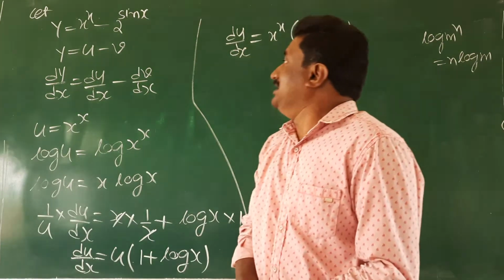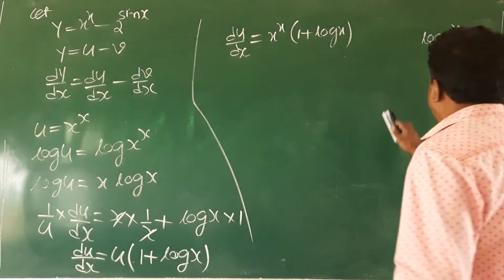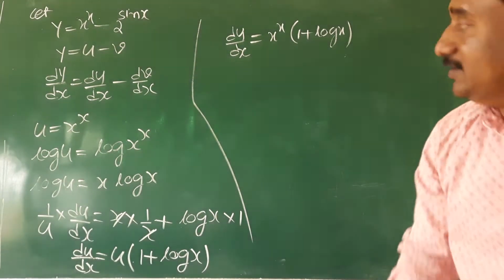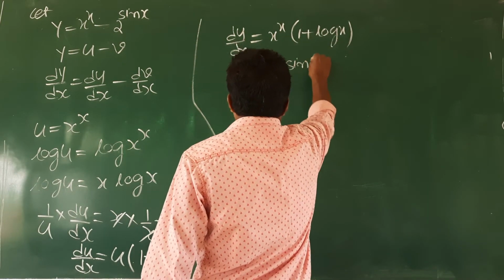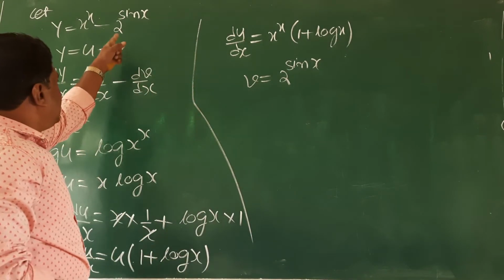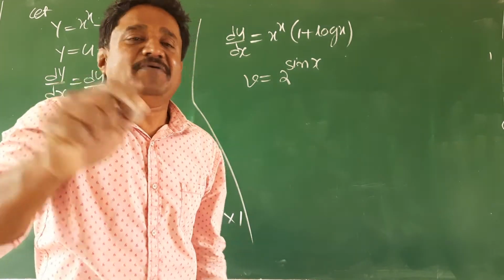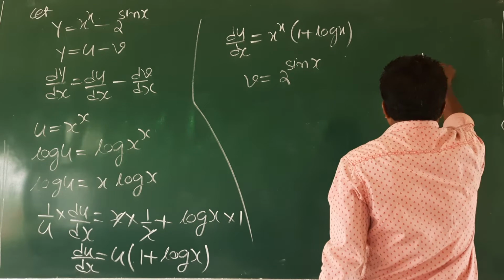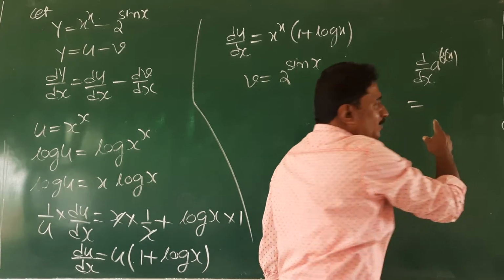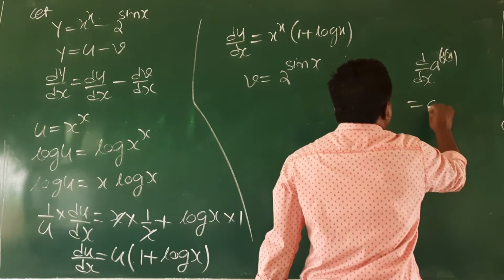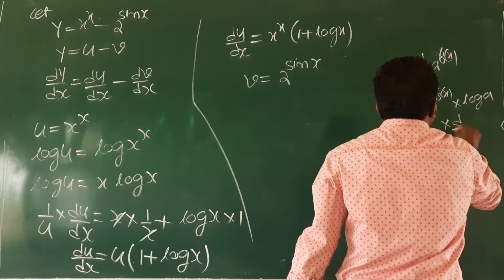We completed differentiating u, that means we got du by dx, students. Still we need to find dv by dx. You find out dv by dx now. What is v? v is equal to 2 power sin x. Clearly, it is in the form of a power f(x). How much is the differentiation of a power f(x)? It is a power f(x) into log a into differentiation of f(x).